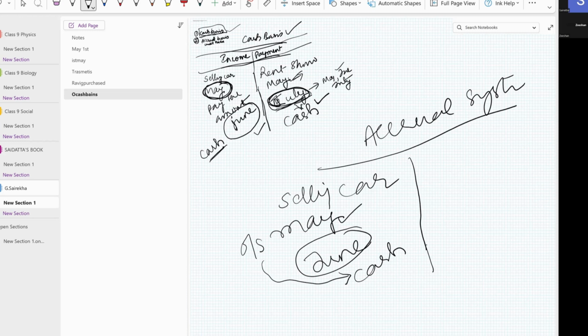In May, what will you write? Outstanding. Suppose the car value is 1 lakh, outstanding 1 lakh. And in June, we show that we have received 1 lakh.